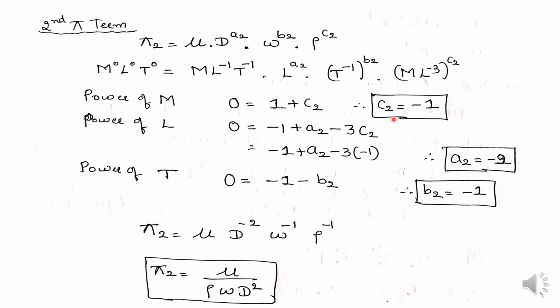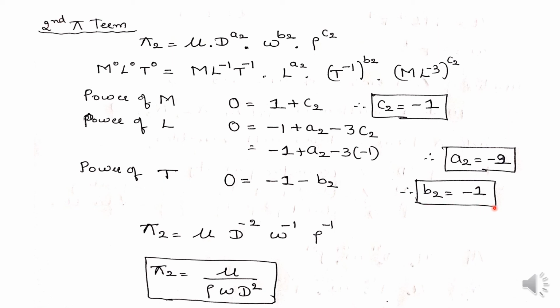Similarly, the power of L is 0 on the LHS. On the RHS, L is minus 1 plus a2 minus 3 c2. If I substitute the value of c2 as minus 1, then easily I can calculate the value of a2. So a2 is equal to minus 2. Last, the power of T, that is 0, equals minus 1 minus b2. Therefore b2 is equal to minus 1.